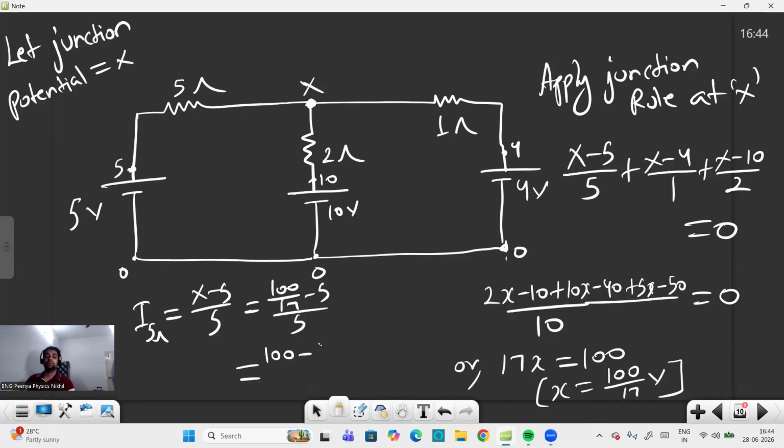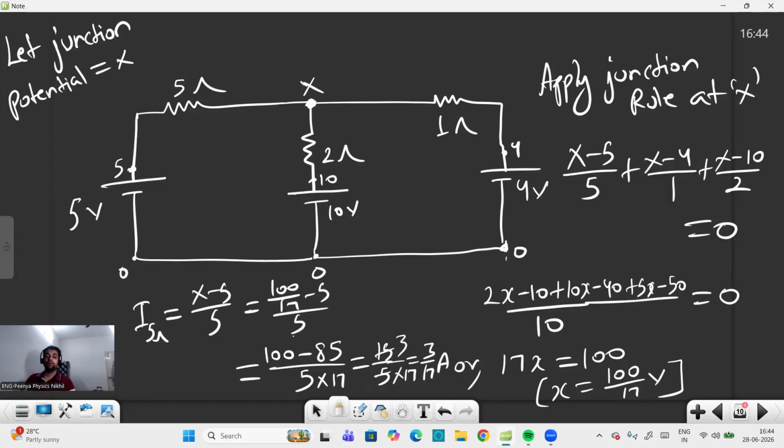No, 17 to 5, 85 divided by 5. It is how much? 15 by 5 into 17. It was 17, so 15 by 5 into 17. This is what? 3 by 17 ampere. 3 by 17 ampere. Hope my calculation is correct.